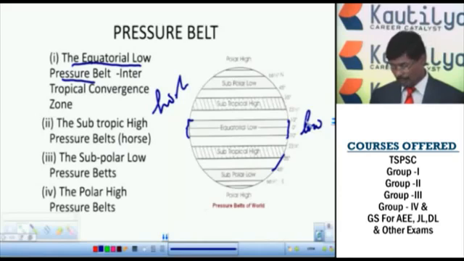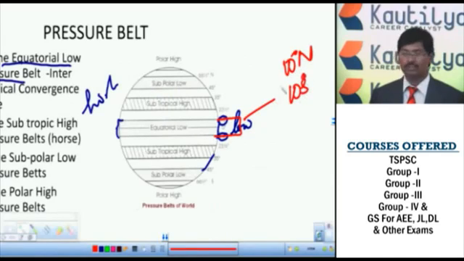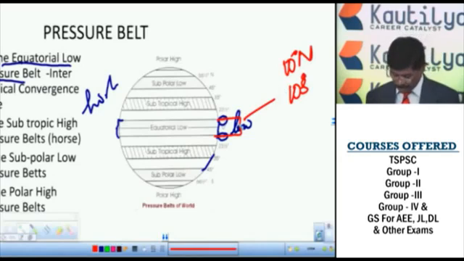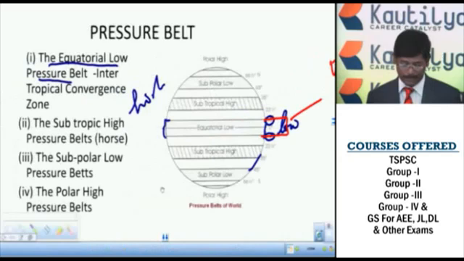See, the equatorial low pressure belt generally extends from 10 degrees north to 10 degrees south, meaning either side of the equator. So it is about tropical, if you observe, about equatorial low pressure belts.